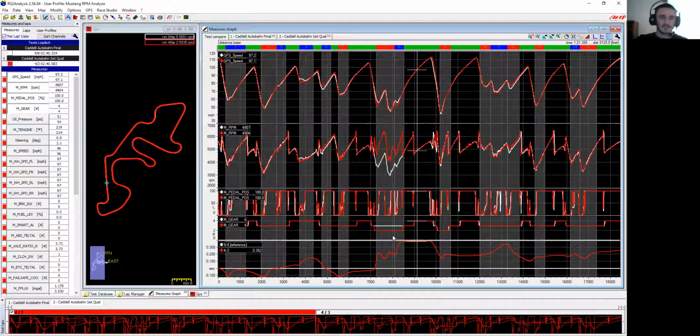In this particular instance, the driver was learning the track in earlier qualifying session on the red laps, and then later in the weekend, looks like this was a race event, was in the white laps.